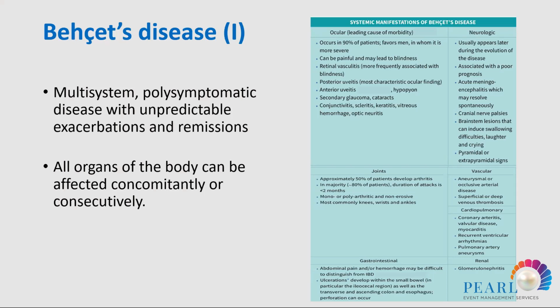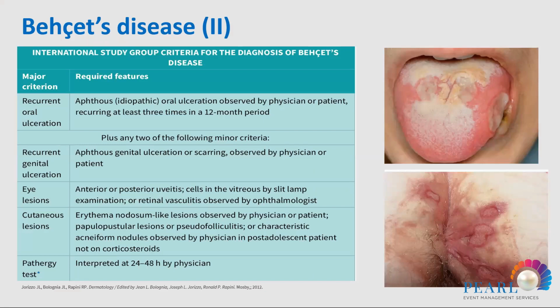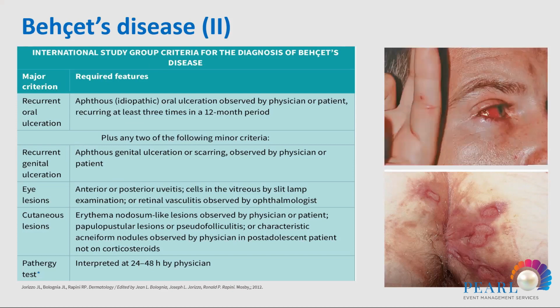Patients with Behçet's may also have joint involvement, which is arthritis, and they may also have abdominal pain that could sometimes be difficult to distinguish from inflammatory bowel disease, and not to forget the neurological and the vascular aspect. And with regards to Behçet's, we do have a criteria which we actually follow, which is the International Study Group criteria. As I mentioned, most of the patients will complain of recurrent oral ulceration, recurring at least 3 times in a 12-month period, plus any of the 2, which includes recurrent genital ulceration. We already mentioned the eye changes, where posterior uveitis is the most common one.